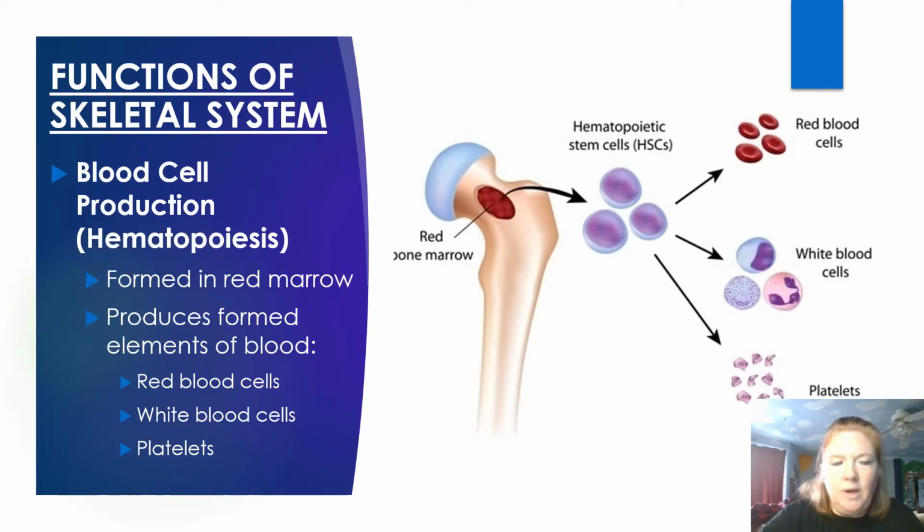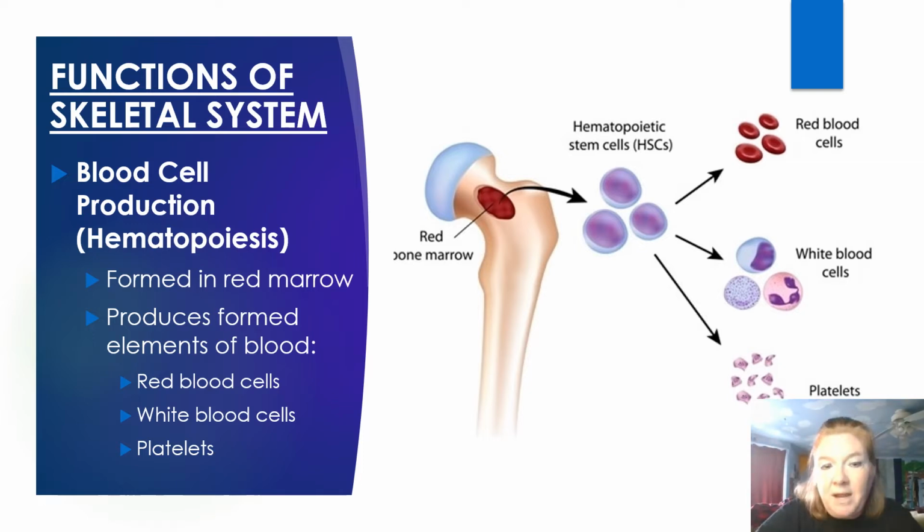What else? Well, we have blood cell production or hematopoiesis. Hematopoiesis. That means the formed elements of blood. So red blood cells, white blood cells, platelets, they're formed inside red marrow. So think about red blood, red marrow forms blood cells. Also platelets. Platelets aren't cells, but they're the formed elements of blood. Yellow marrow stores fat. So that was on the previous slide.